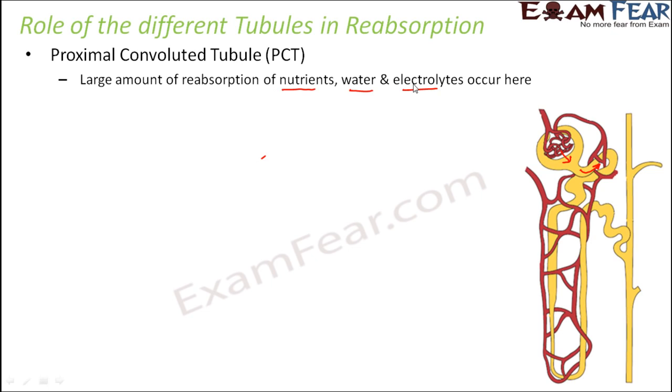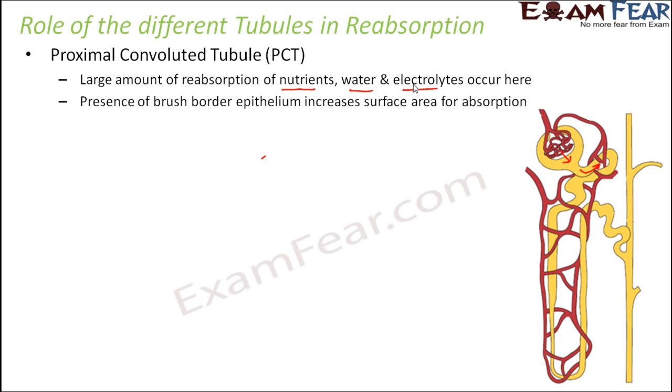You'll be surprised to know that almost 70 to 80% of the essential nutrients and water gets reabsorbed here. So, maximum reabsorption of useful things happens here. Now, the presence of brush border epithelium increases the surface area for absorption. So this portion has brush border epithelium, like how we have cilia, similarly you have brush border epithelium. Due to the presence of a brush kind of appearance on the outside, the surface area increases, and therefore the absorption increases. So that is about the proximal convoluted tubule.